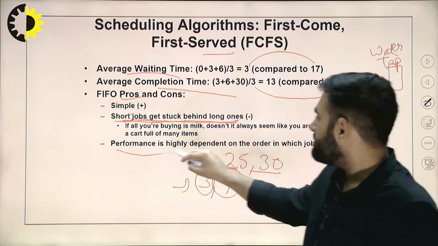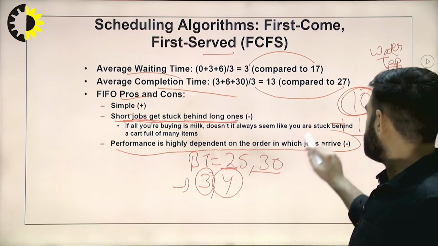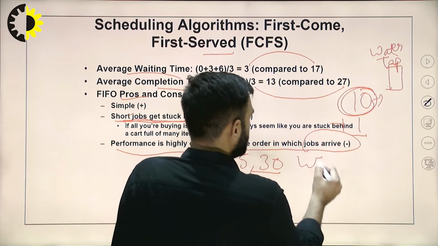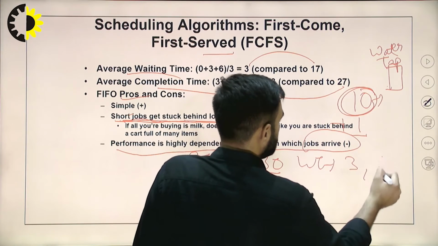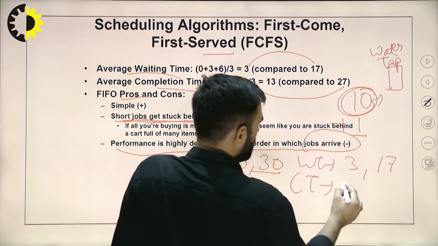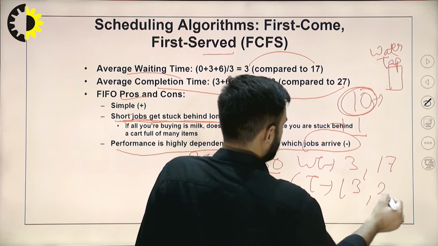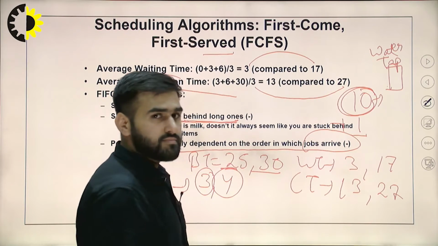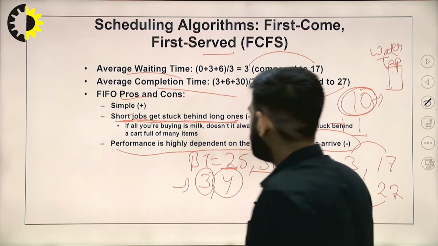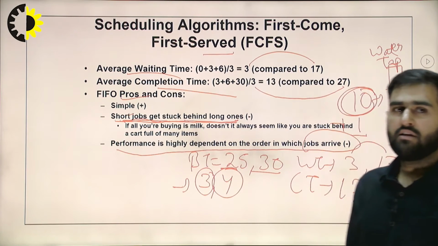Performance is highly dependent on the order in which the jobs arrive. Obviously, we have just seen the waiting time, which was 3 and 17, right? Completion time, which was 13 and 27, I guess, right? The difference, it is 3 times, 2 times. These are some performance criteria for the algorithm.